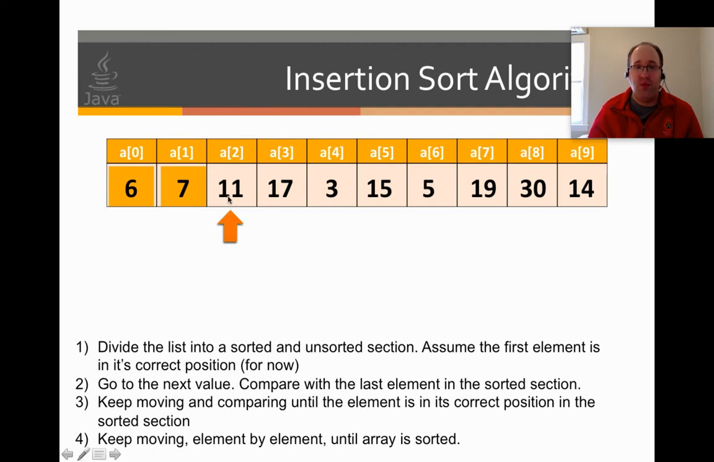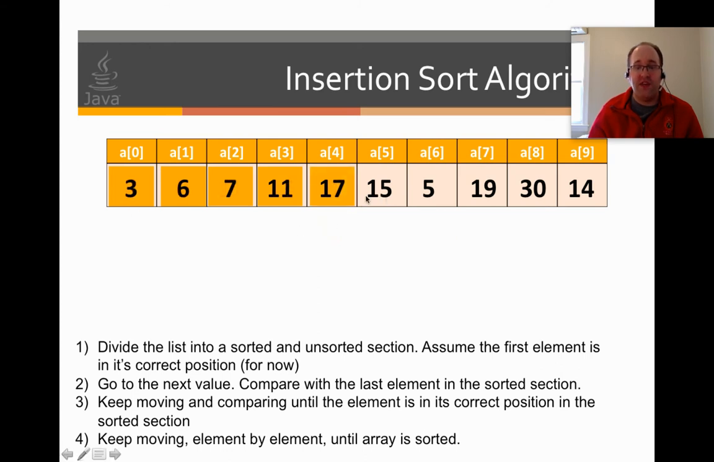Now the 11. Where would the 11 belong in this range? Well, the 11 is kind of already in its spot because it would belong to the right of 7. So we consider that to be sorted. And in this case, the same for 17. When we get to the 3, what we really start to ask ourselves is, well, does the 3 belong to the left of 17? Does it belong here? No. Does it belong here? No. Does it belong here? No. Does it belong here? Yes, it does. So the 3 would go in the front.